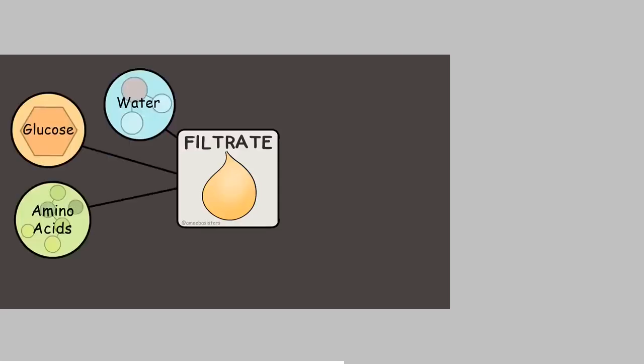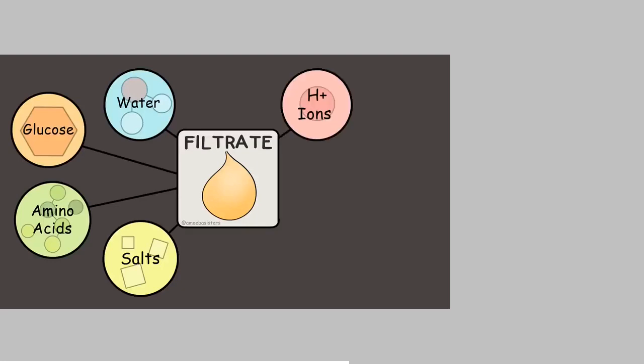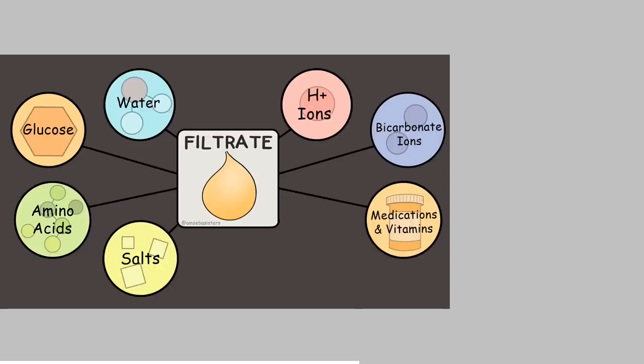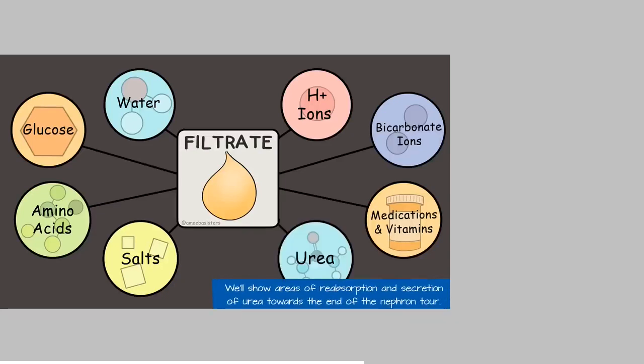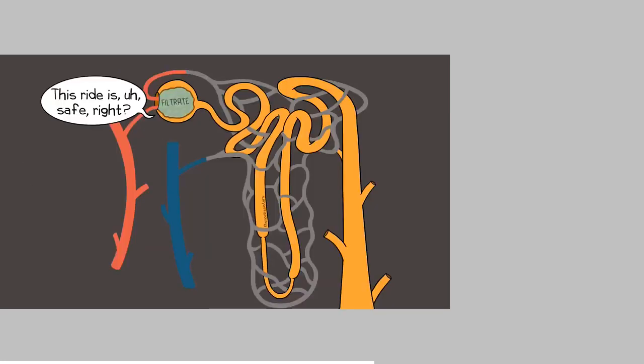What's in filtrate? Well, here are a few major things. Water, some glucose and amino acids, salts, H+ ions, bicarbonate ions, other ions, some medications if applicable, some vitamins, and urea, a nitrogenous waste produced by the liver that the body needs to get rid of. So the nephron is going to take this filtrate through the ride of its life while it will process it.